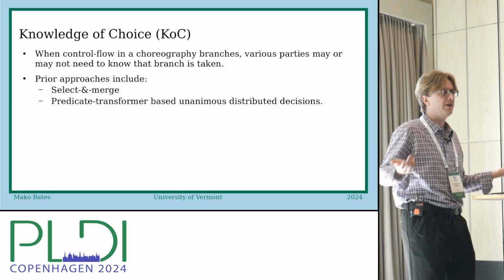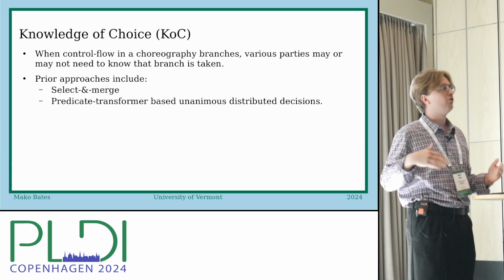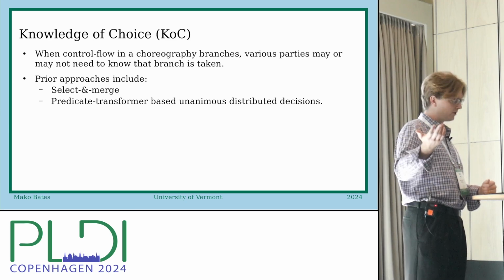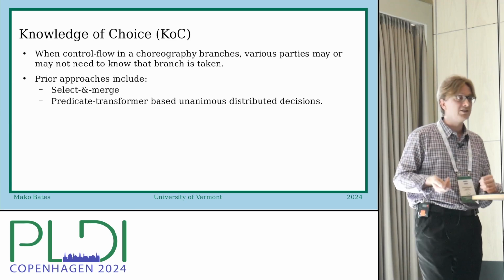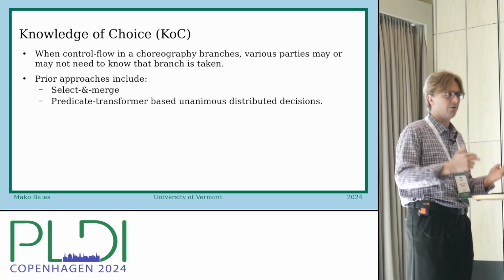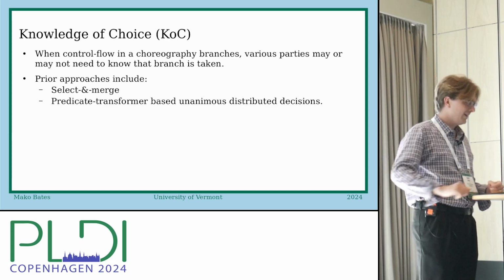In a choreography, you often need to make sure to inform some communication so that different parties can follow the same path through control flow. That's the knowledge of choice problem. There's different strategies. I'm going to only talk about two others besides this today. I don't think anyone will accuse me of softballing that. They're very good strategies up there.